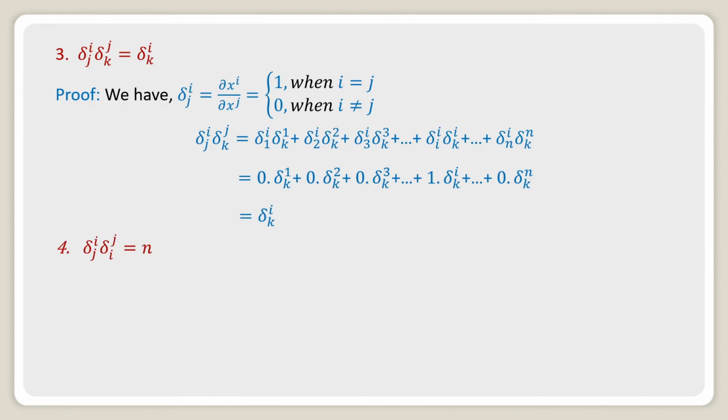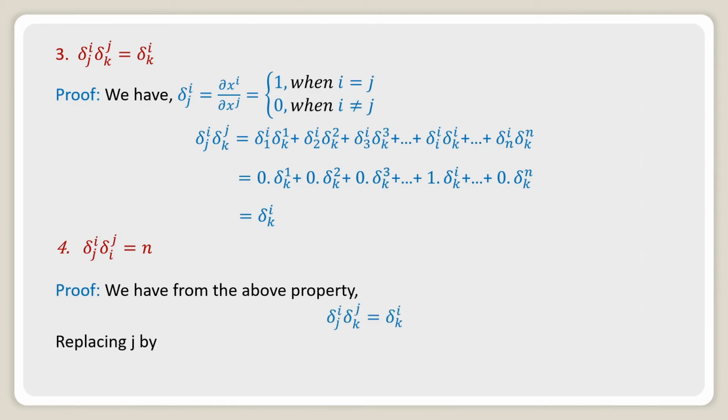The fourth property is given by delta ij into delta ji is equal to n. We have from the above property delta ij into delta jk is equal to delta ik. Here we are just replacing j by i. Then from the left hand side we will get delta ii into delta ii. So, this is equal to delta ii using the above property, and the value of delta ii is nothing but equal to n. So, this is the fourth property, delta ij into delta ji is equal to n.